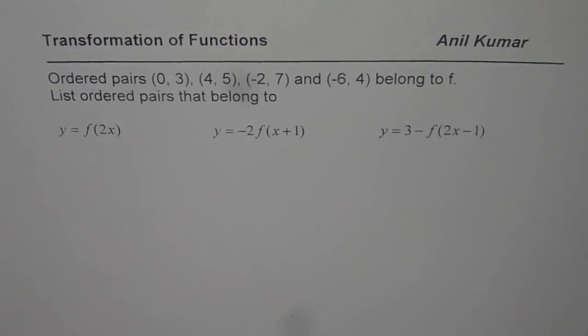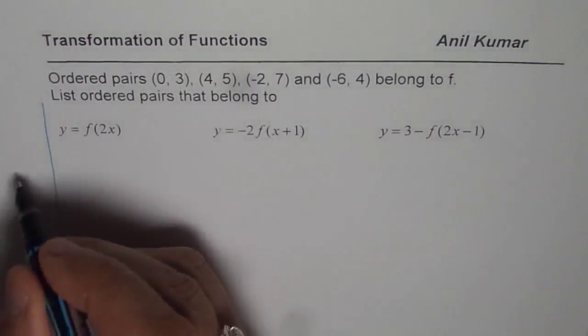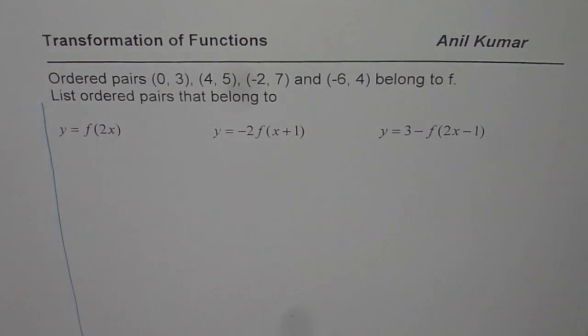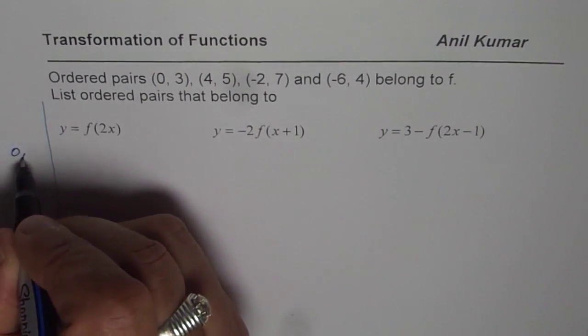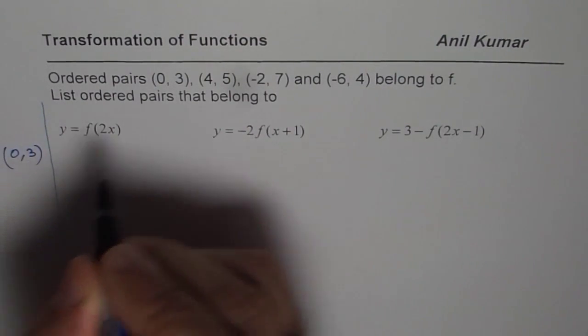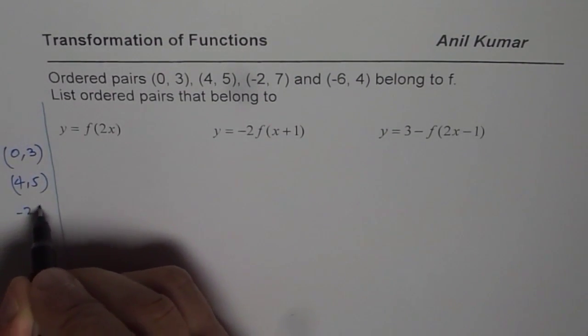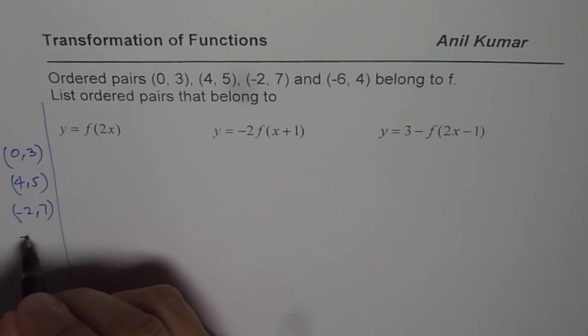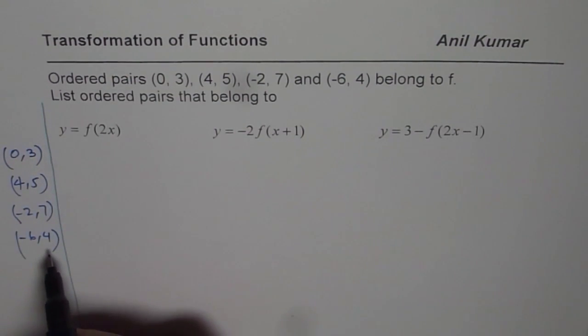So to solve such a question, what I'm going to do is write these points on the left side, and corresponding to each we'll calculate and then figure out. So we'll start with point (0, 3). So 0 is the x value, 3 is the y value. Then we have (4, 5), (-2, 7) and (-6, 4). I'll do the calculations for the first 3 points, and leave the fourth one for you to do.